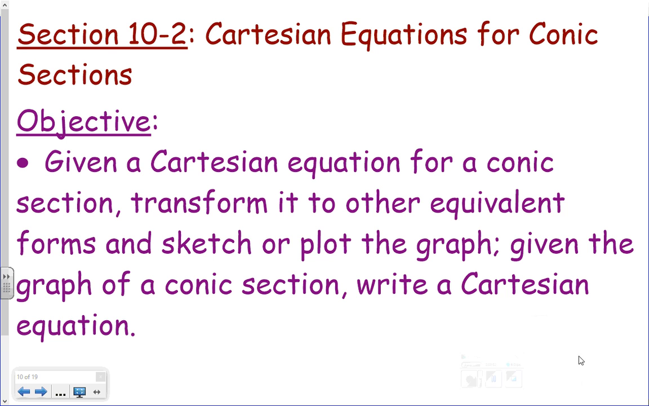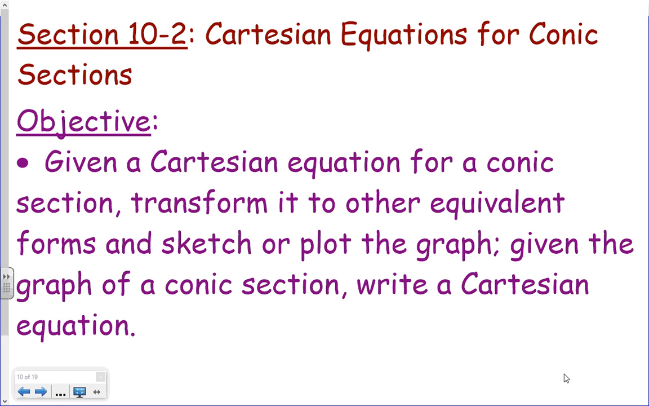All right, open up your book to section 10-2. We're on page 496 in your book. The title of this section is Cartesian Equations for Conic Sections. The objective here is, given a Cartesian equation for a conic section, transform it to other equivalent forms, and sketch or plot the graph.